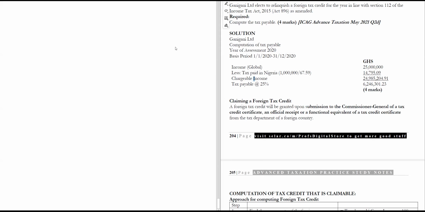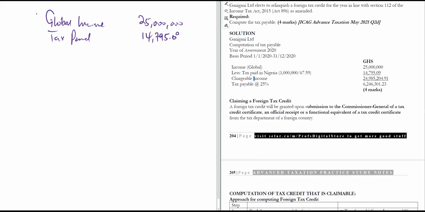Why are you seeing that? Let's take an example. Let's use this same company. Let me show you something, right? So the company has global income of how much? 25 million. Now we are not going to relinquish, but let's say you have foreign tax paid, converted to Ghana cedi, about 14,795.09, right?